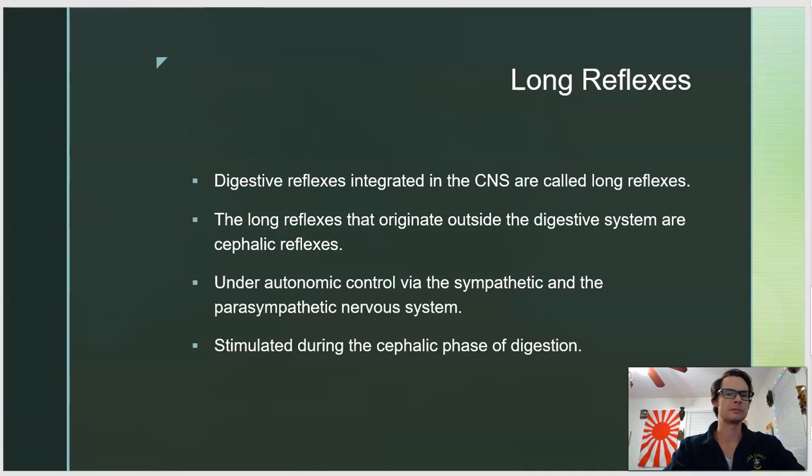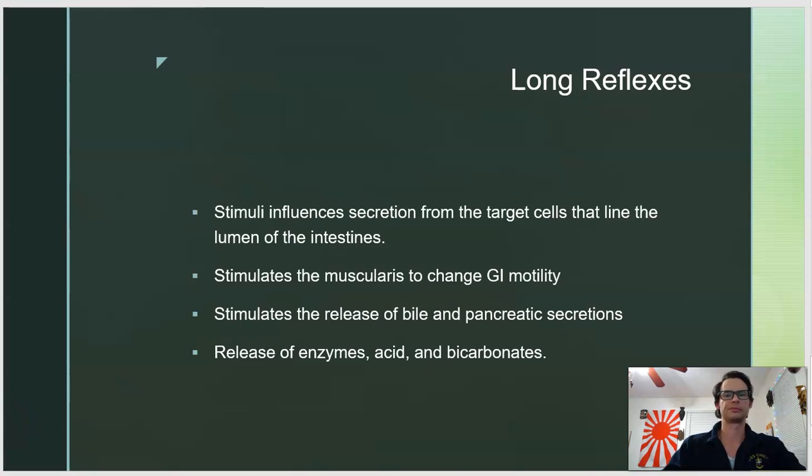They are under autonomic control via the sympathetic and the parasympathetic nervous system. Again, as mentioned earlier, this is all part of the cephalic phase of digestion, and as such, external stimuli are a key component to stimulate this reflex. Such things as the sight of food, the smell of food, and also the taste of food.